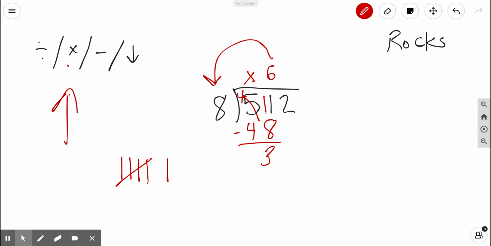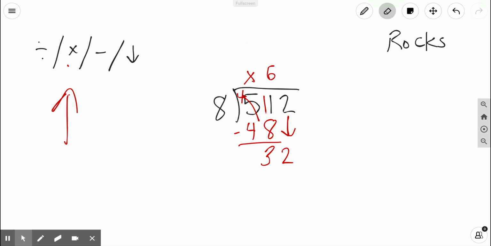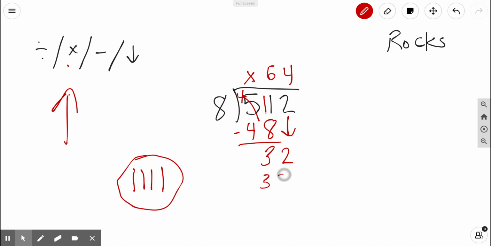8 is greater than 3, so I can bring down the next number, which is a 2. And I'm going to go back to the beginning. What is 32 divided by 8? And again, I'm going to count by 8. 8, 16, 24, 32. I got that one right on the nose. And there I have 4 tallies. So I'm going to put a 4 here. 4 times 8 is 32 exactly. And I can subtract. 32 minus 32 is 0.